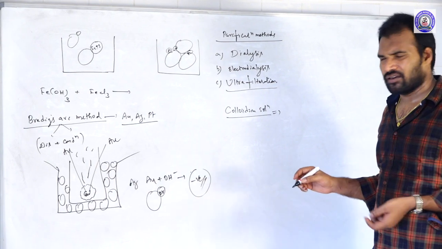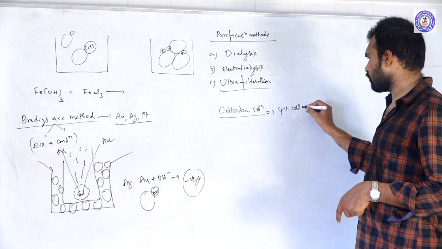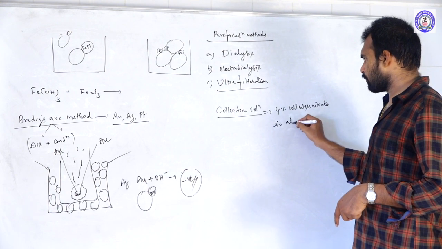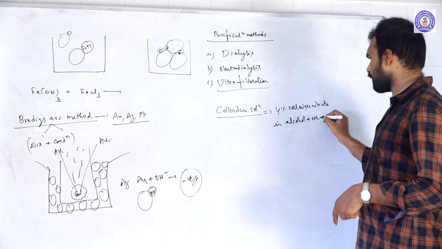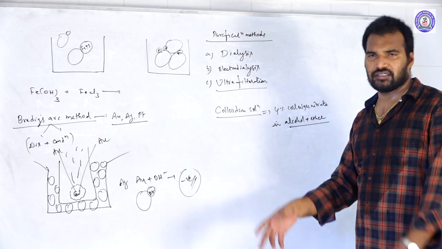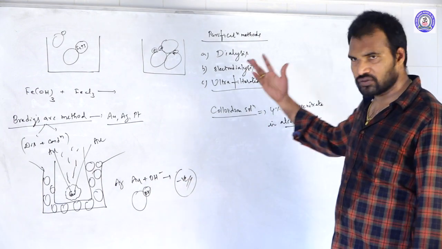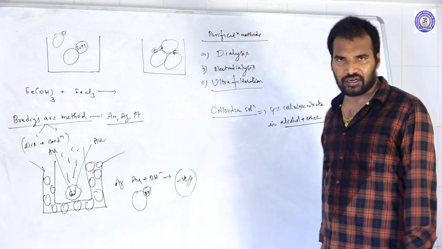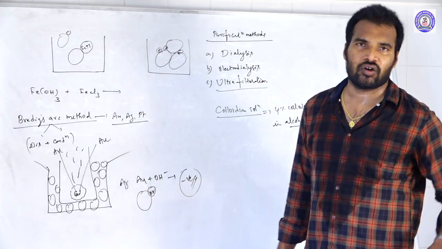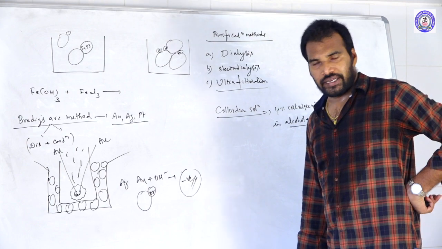You may ask what collodion is. Collodion is nothing but 4% cellulose nitrate in alcohol and ether solvent. By dipping normal filter papers in collodion, we can reduce the size of the pore. That is what we call an ultrafilter. By using this ultrafilter paper, if we separate the soluble salts and soluble impurities from the colloidal solution, that is called ultrafiltration. So these are the methods of purification. Next, properties.